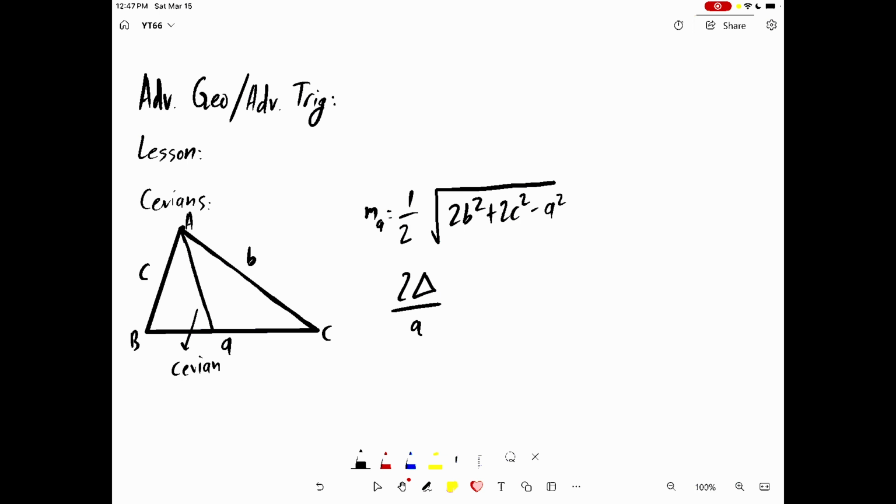Now, let's just talk a little bit about the other theorems. Ceva's theorem, as I was mentioning earlier, is a theorem which relates the ratios of different Cevians, and Stewart's theorem is a general formula or theorem to find the length of any Cevian.